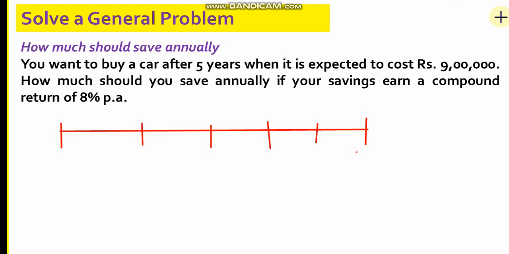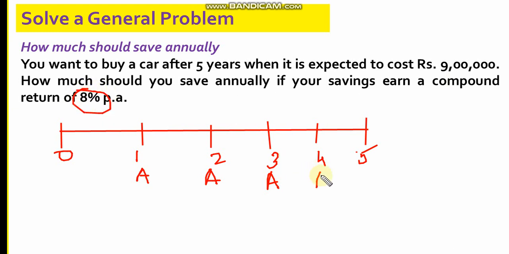So this is time 0, this is 1, this is 2, this is 3, this is 4, and this is 5, right? So my question is that after 5 years the car cost is expected to be 9 lakhs. How much should you save annually? I don't know how much I should save, I just want to know how much I should save annually, so that if the savings earn 8% rate of interest, my savings will give me an amount equal to 9 lakhs, right?